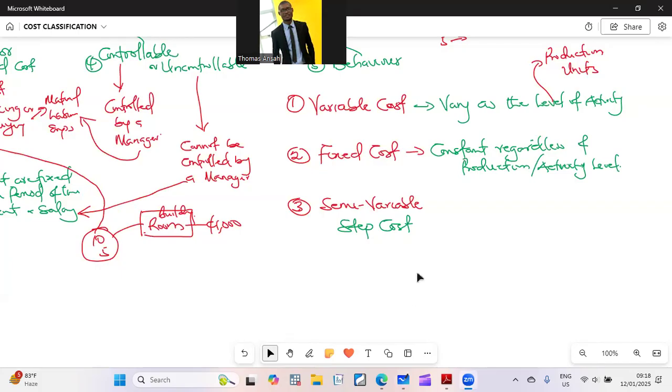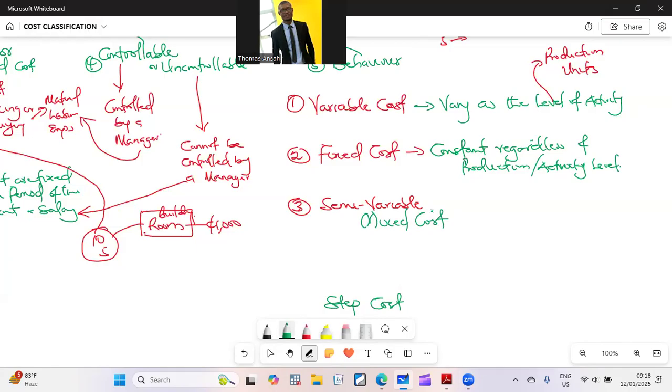So let's call the semi-variable ones something like a mixed cost. A mixed cost. And why do we call it a mixed cost? Because it contains both variable and fixed cost. All right, it contains both variable and fixed cost. I'll give you an example of this one now.